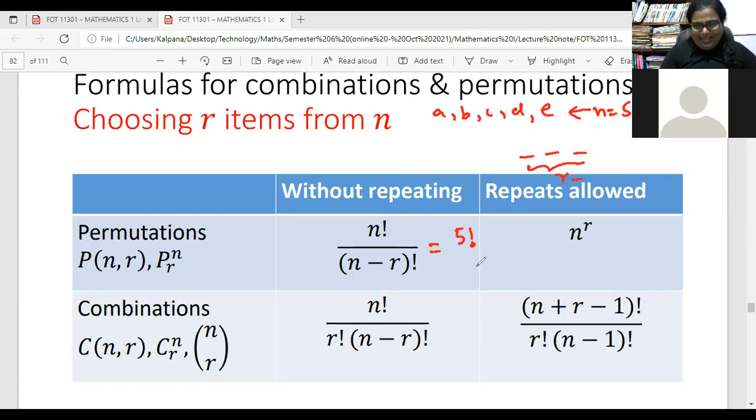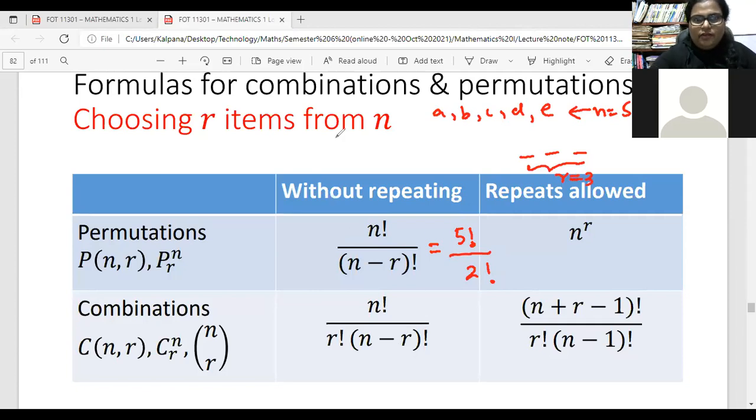Okay, I will explain this one also, right? So here n minus r, that means here r is 3, right? n minus r means 5 minus 3 here. So 2 factorial is the answer. Here factorial notation means you have to take the factorial.